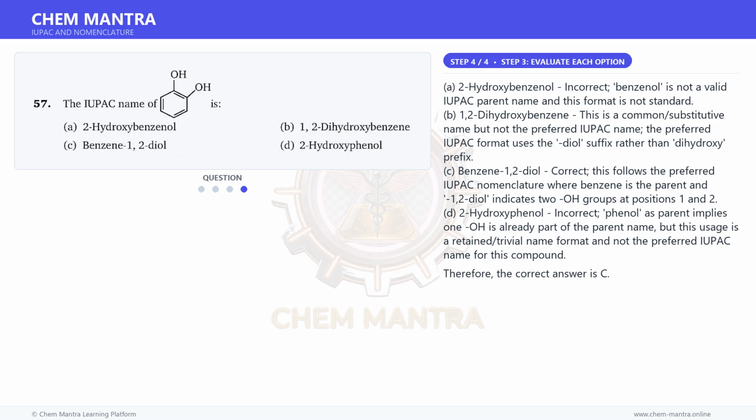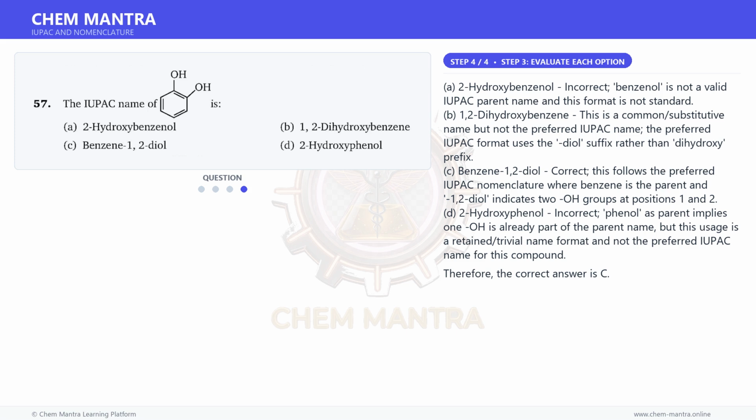A. 2-hydroxybenzenol, incorrect. Benzenol is not a valid IUPAC parent name and this format is not standard. B. 1,2-dihydroxybenzene. This is a common substitutive name but not the preferred IUPAC name. The preferred IUPAC format uses the diol suffix rather than dihydroxy prefix.